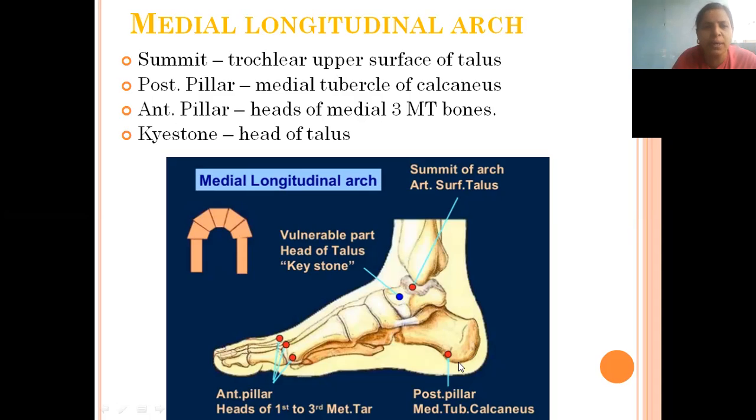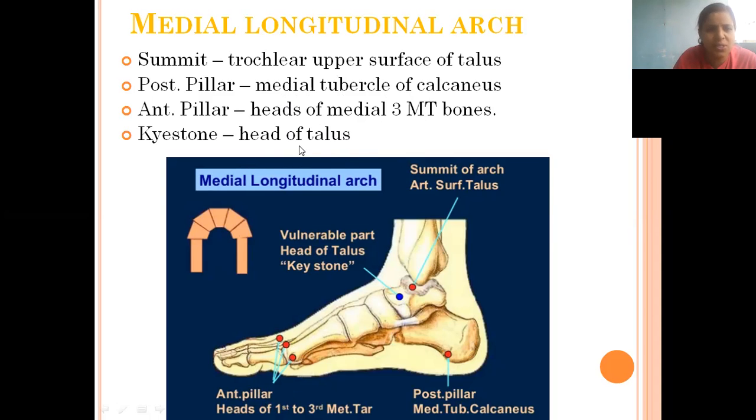Calcaneus, and we have a tubercle over there. This pointed area is actually called the medial tubercle of calcaneus. Then this is the anterior pillar. In the anterior pillar, we have the heads of three metatarsal bones. One, two, three. Three metatarsal bones.